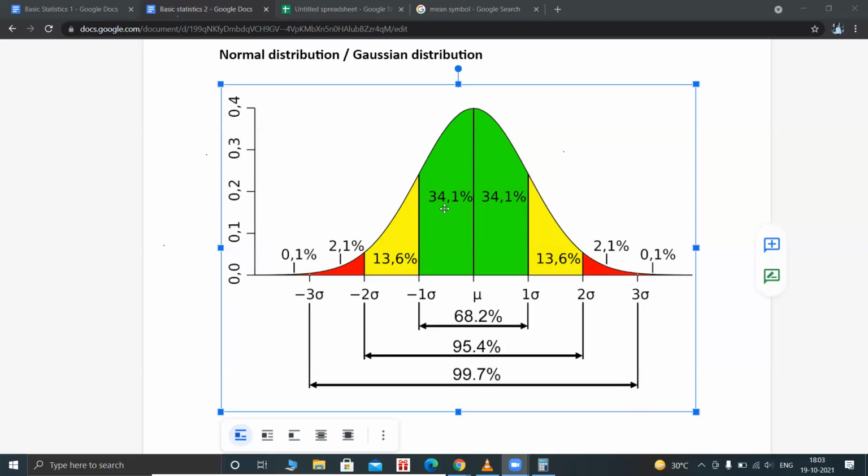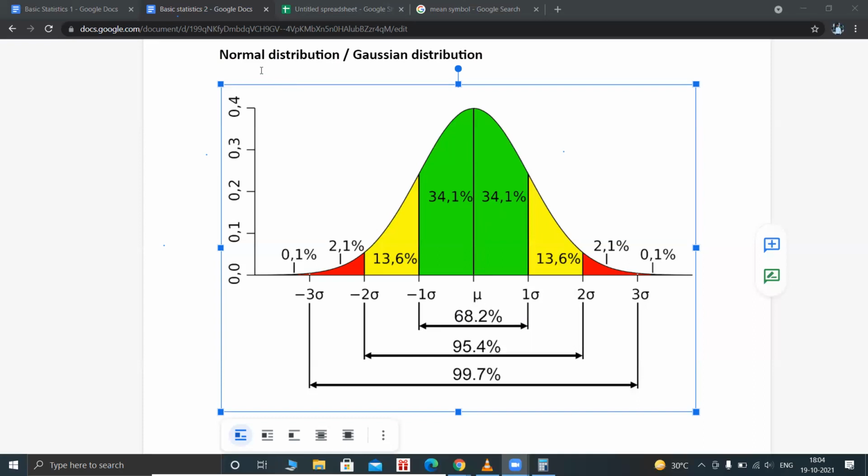So what is the percentage of data points on the left side of the mean, guys? What is the percentage of data in my green portion on the left side of the mean? It is 34.1. What about the right side? Again, it is 34.1. Equal. If I sum this up, what will be the total percentage of data points? It is 68.2, right?